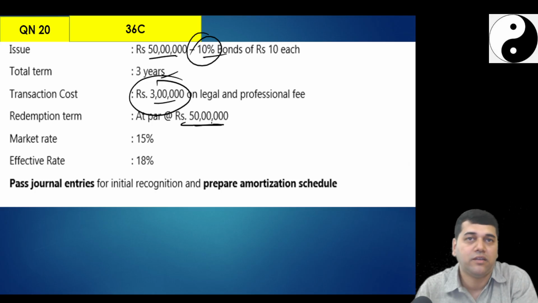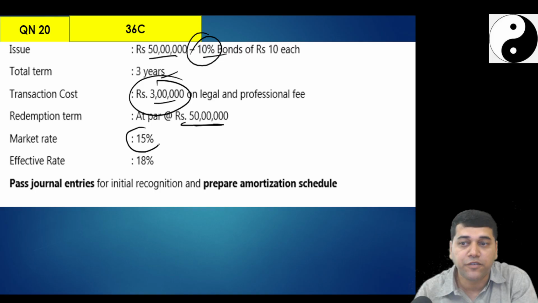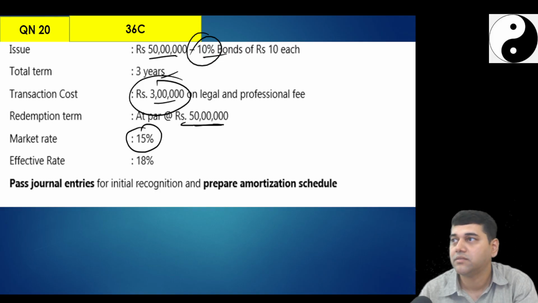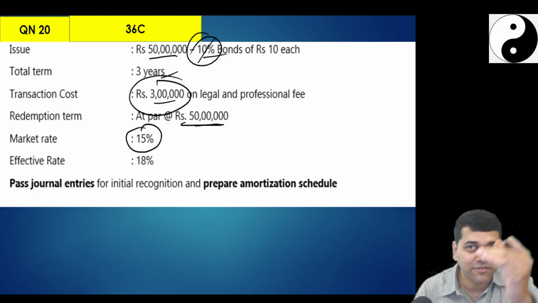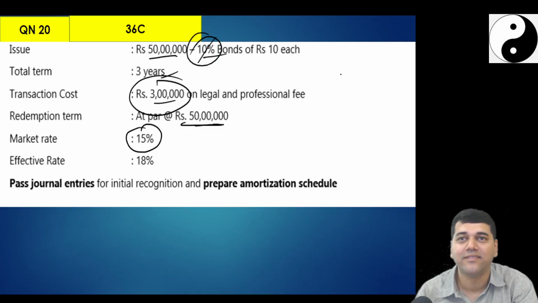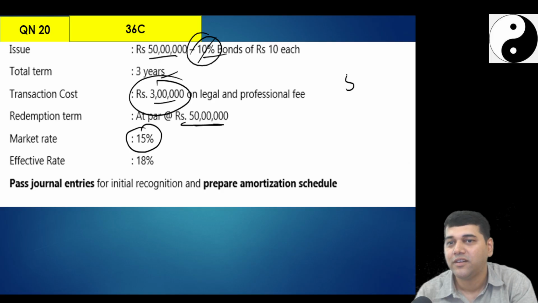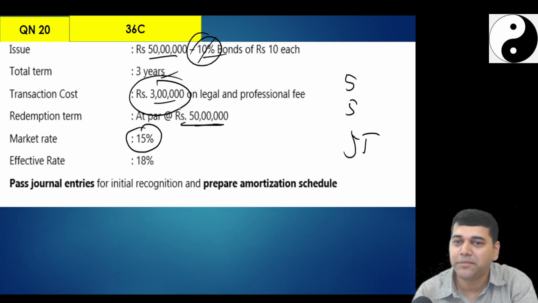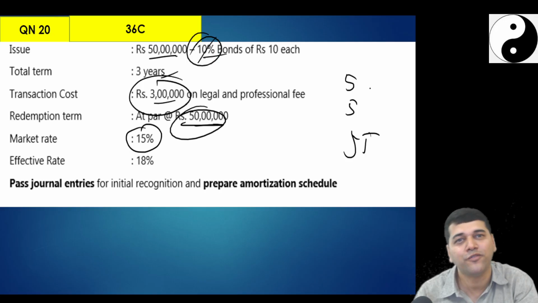Redemption is at par only. Good. Market is 15%. This is an off market. That means I cannot, my fair value I have to calculate this time. What is my CCF? What are my contractual cash flows here? 5, 5, 55. Redemption is 50? No. Contractual cash flow is 5, 5, 55.